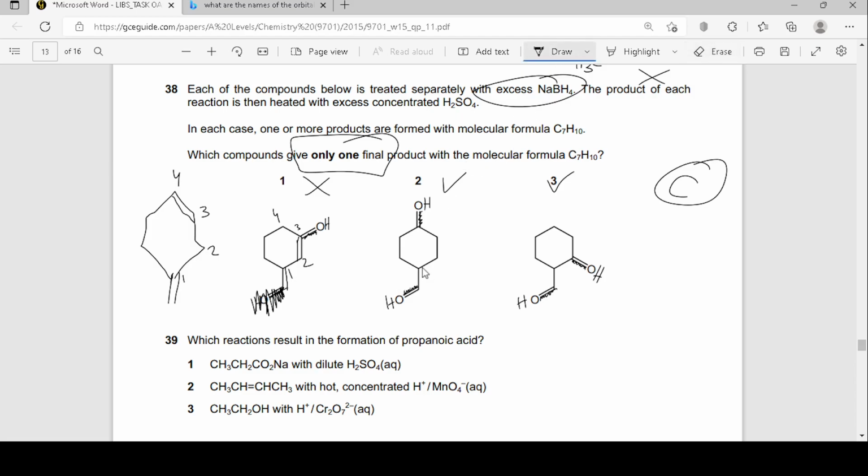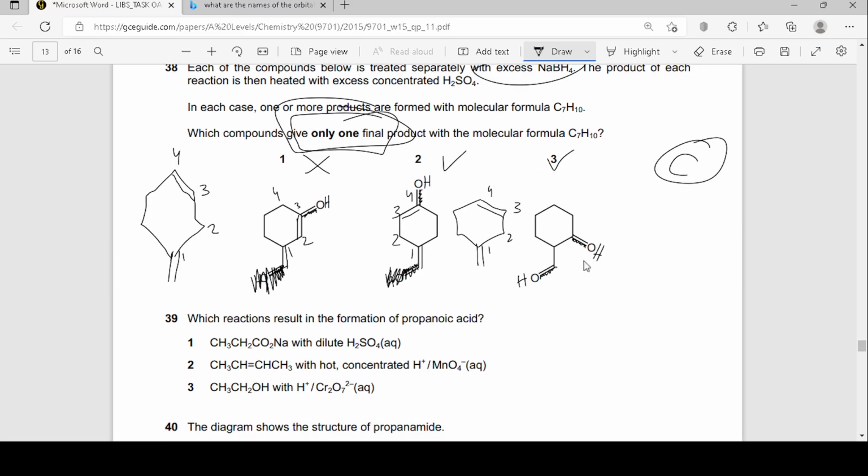Again, over here you get this when you dehydrate the alcohol, but over here you can get either this or this. The thing is that these are the same. See, 1, 2, 3, 4, 1, 2, 3, 4. These are the same, 3 and 4 and 3 and 4. So the double bond is between 3 and 4 in both cases. So that means option 2 is right. It satisfies the condition of only one final product.